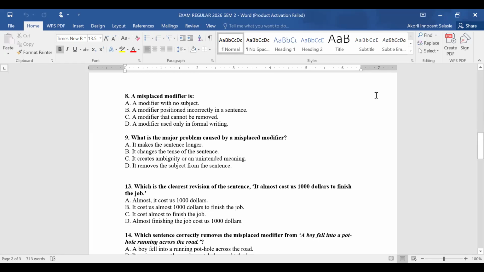Number 8. A misplaced modifier is A. A modifier with no subject. B. A modifier positioned incorrectly in a sentence. C. A modifier that cannot be removed. D. A modifier used only in formal writing. Yes. It's B. A modifier positioned incorrectly in a sentence. Okay. Number 9.